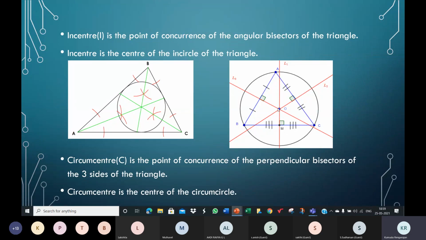Where the perpendicular bisectors meet, circumcenter. Where the angular bisectors meet, incenter. Incenter is also the center of the incircle. Circumcenter is also the center of the circumcircle.